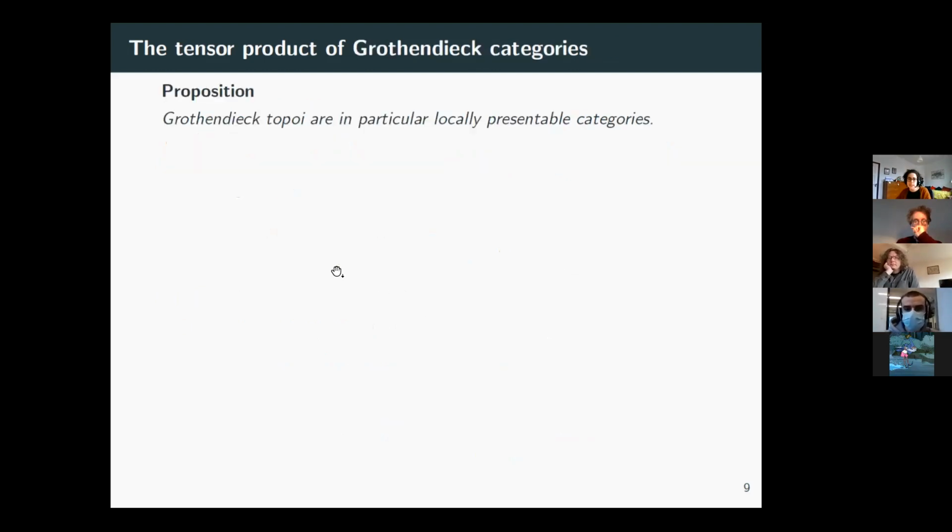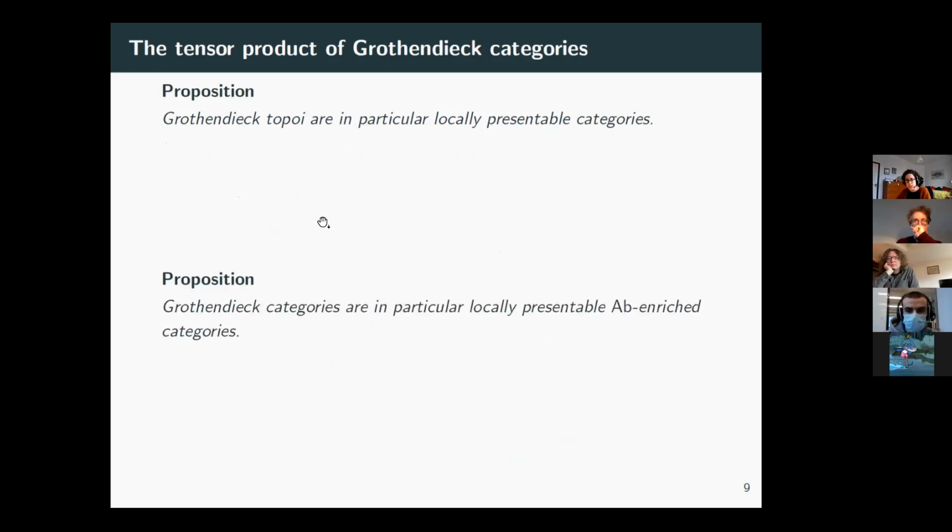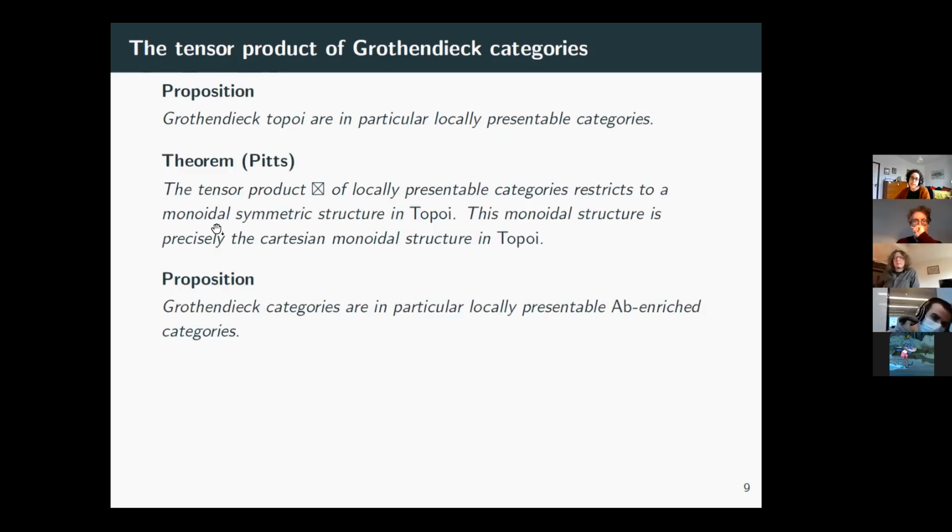And in the classical setup, we know that Grothendieck topoi are in particular locally presentable categories, while in the k-enriched setup, Grothendieck categories are in particular locally presentable k-enriched categories. Then let's go back to the classical setup. We have a theorem by Pitts that says that this tensor product of locally presentable categories actually restricts to a symmetric monoidal structure on topoi. And this monoidal structure is precisely the Cartesian monoidal structure on topoi. So it's the Cartesian product. The tensor product as locally presentable categories of two Grothendieck topoi is again a Grothendieck topos, and it induces a monoidal structure on topoi.